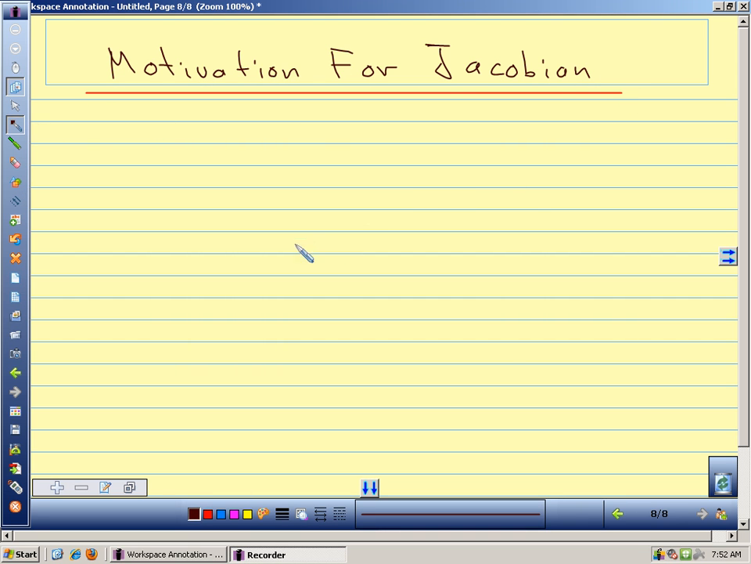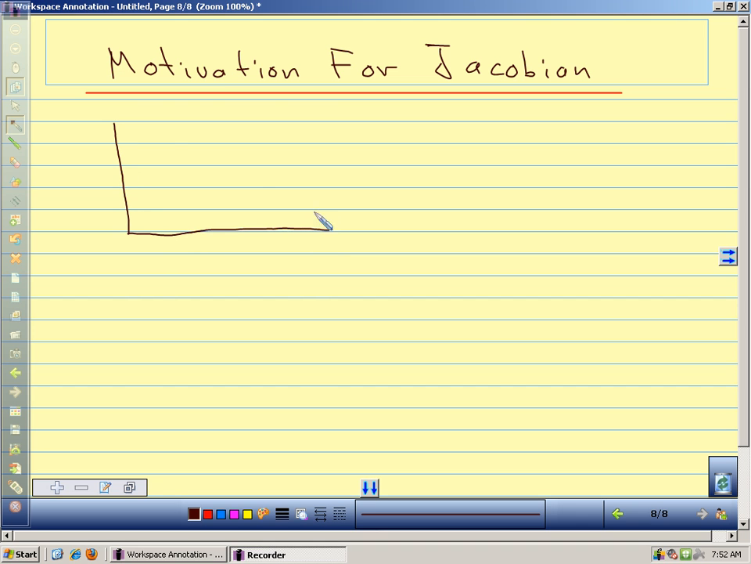So what we're doing with the Jacobian is we're taking a region in one plane and transforming it into another plane. So let's look at a small rectangle in the UV plane. So here's my rectangle. And as we move from this point (u, v), we're moving a small distance delta v and a small distance delta u in the UV plane.